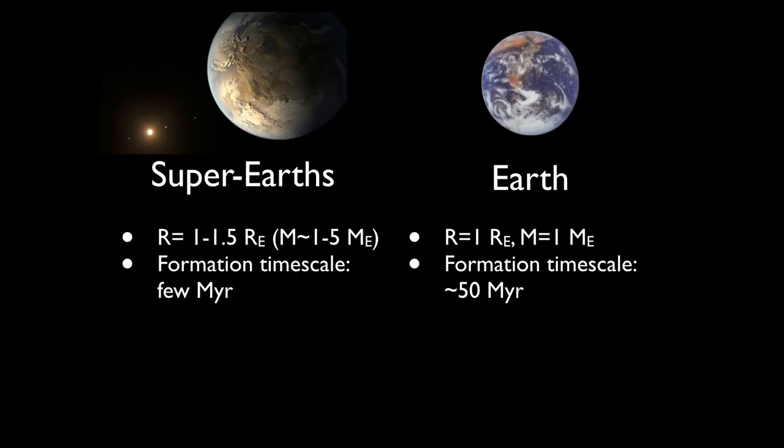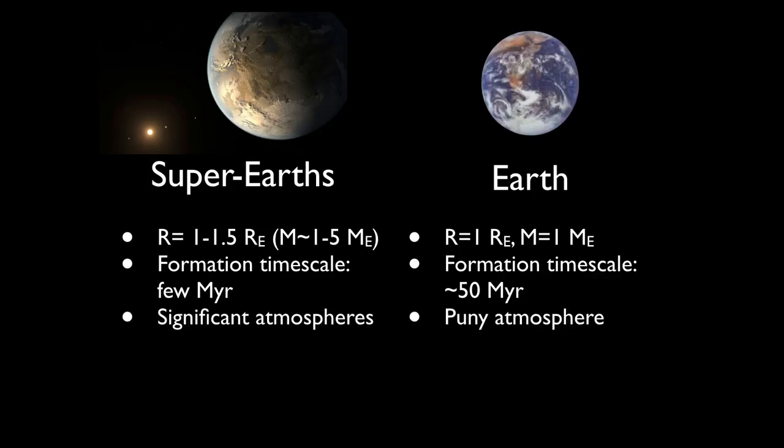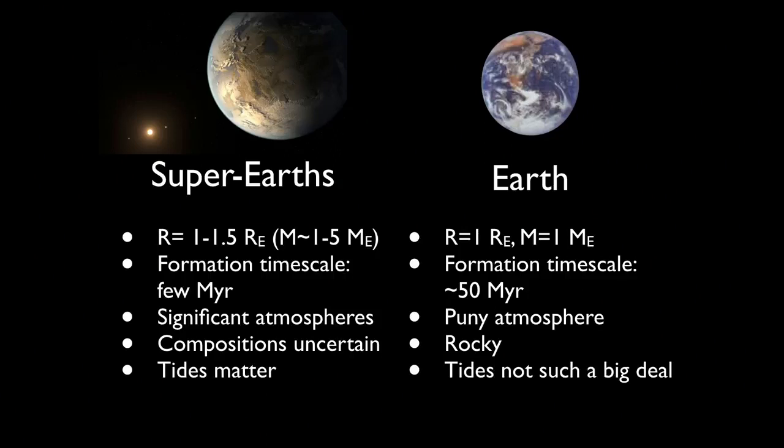They often have significant atmospheres, whereas Earth doesn't. Composition's uncertain, tides. If you want to think of how much like Earth super-Earths really are, these are some of the factors that come into play. It's not all of them, but some of them that matter.